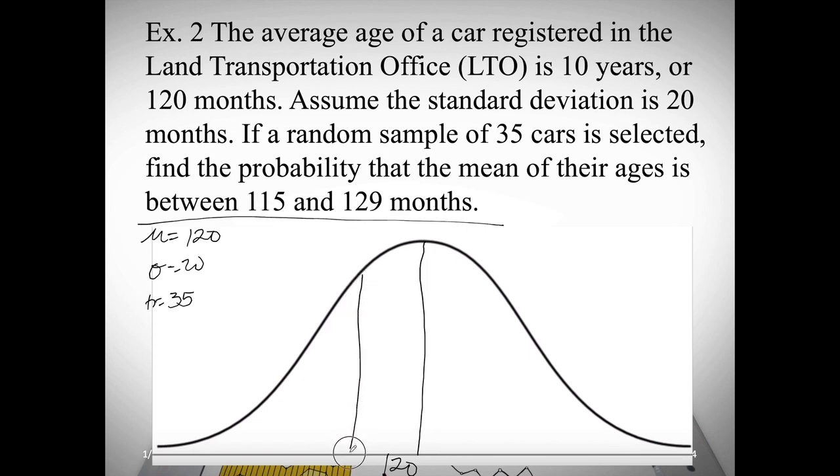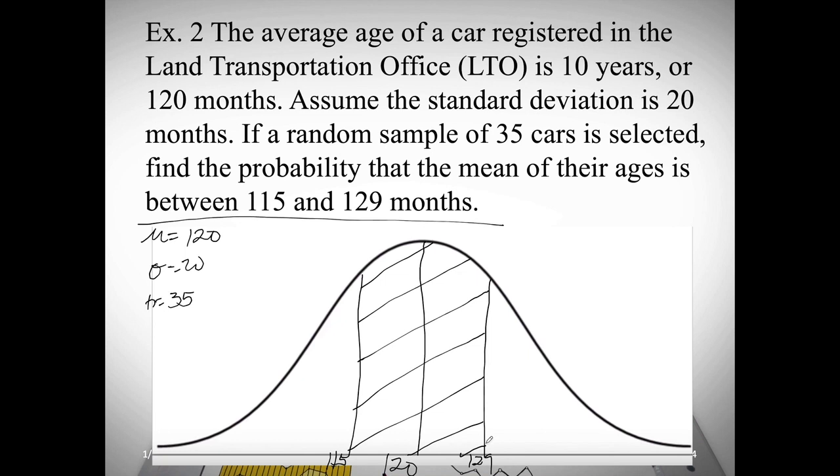Assuming nandito ang 115, tapos nandito ang 129. Ayan, estimation. Between daw, ibig sabihin, ano daw yung area na to? Ito yung hahanapin natin ngayon. Ito yung goal natin na mahanap. Ilang percent yan? Ayan, yun yung tinatanong niya.